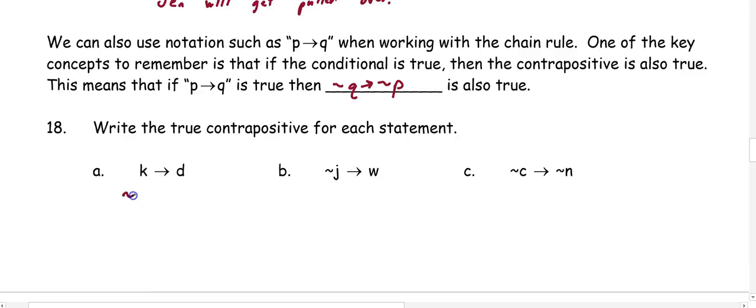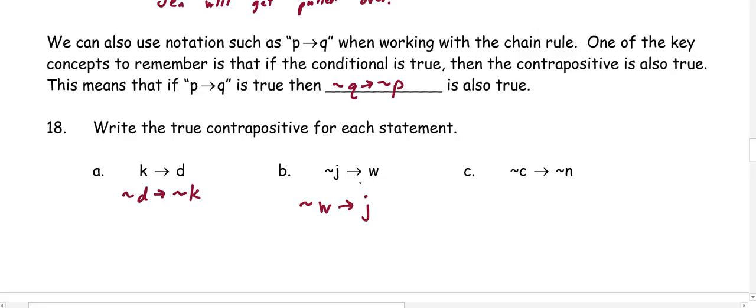So in this case, we would have not D to not Q or K. So both of them didn't have the negation before, so now they are both negated. B, not J to not W. So we're going to switch our order and negate. So not W to J. Notice W didn't have the negation symbol before, now it does. And vice versa for J. It had the negation, now it doesn't.